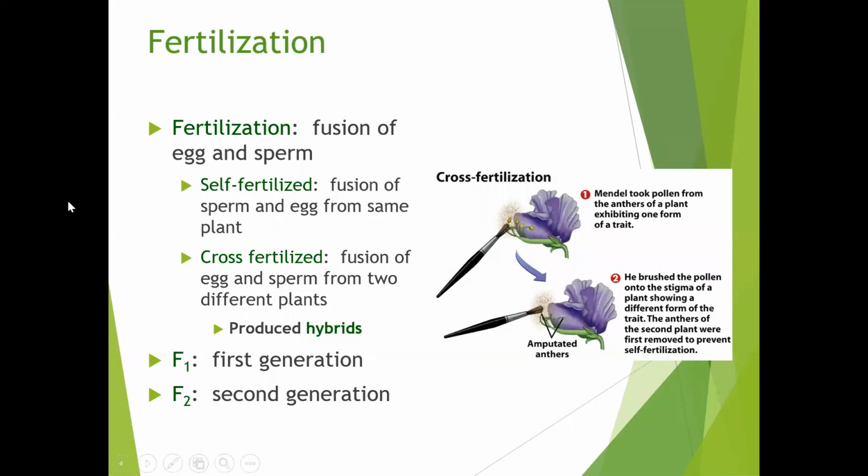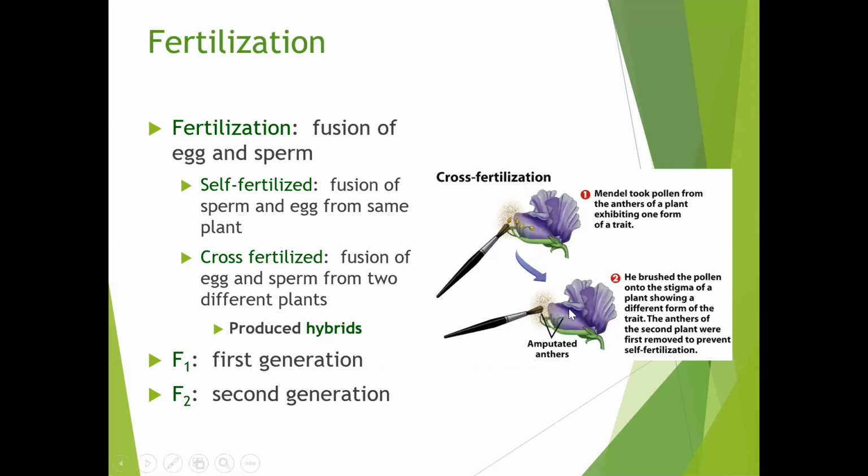If we talk about cross-fertilization, that is the fusion of egg and sperm from two different plants. So just be aware that when we talk about different crosses, some are going to be self-crossed, or self-fertilized, and then some of them are going to be cross-fertilized, meaning two different plants are used. Two more terms, you'll see F1 and F2, and these just mean first generation and second generation.